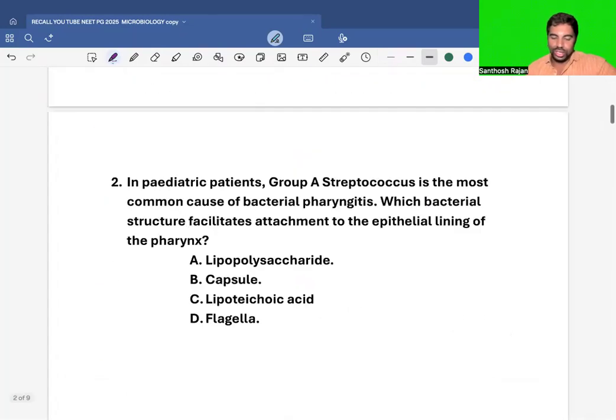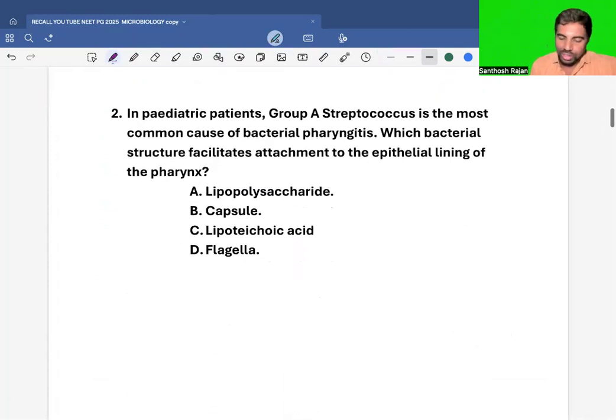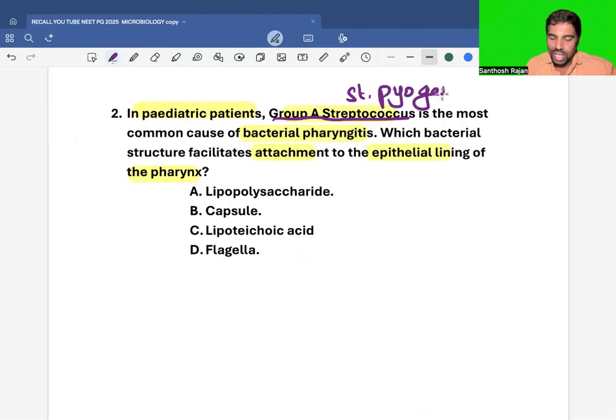So next question you see here, a pediatric patient. Group A Streptococcus is the most common cause of bacterial pharyngitis. Of course, that is your Streptococcus pyogenes. You know that. Which bacterial structure facilitates the attachment to the epithelial lining? Attachment. So we know that whenever attachment, you think about pili. Pili or fimbriae are for attachment, but there's also one more structure. Now let us see here. There's a group A Streptococcus, that is basically Streptococcus pyogenes. And what is it?